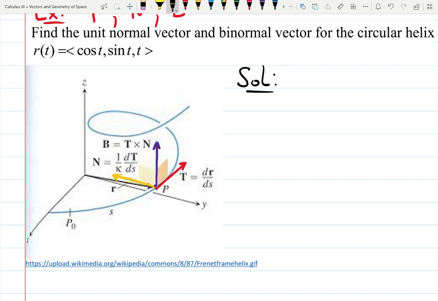So we need to find T, N, and B. So to find T, now this is exactly what you'll see on a test. You need to calm down, inhale, exhale, and then tell yourself what is T, how to find T. Formulas, more formulas. You need to remember them all. How to find T? Who knows?